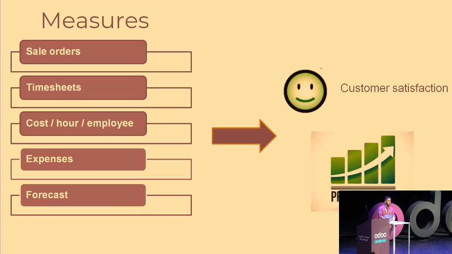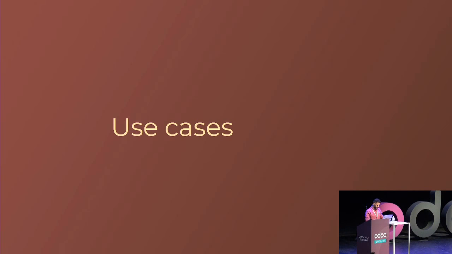And then also the forecast, how we can allocate the time in the future for our employees by project, by task. And what are finally the goals of our flow? We would like to increase the customer satisfaction, but also to increase the profitability of the project. You will see that by using Odoo, managing a service company has never been so easy. I will show you now. Let's begin directly with the use case.